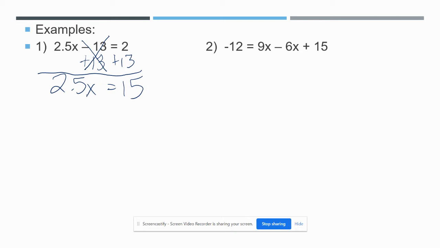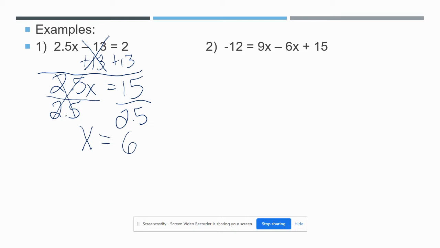Now I can get x alone or isolate the variable. 2.5 is being multiplied to x right now. The opposite of multiplying is dividing. So we're going to divide both sides by 2.5. This simplifies to 1x. Now remember, we don't have to write that 1. It's invisible and understood. And then over on the right side, we're going to divide 15 by 2.5, and we get 6.